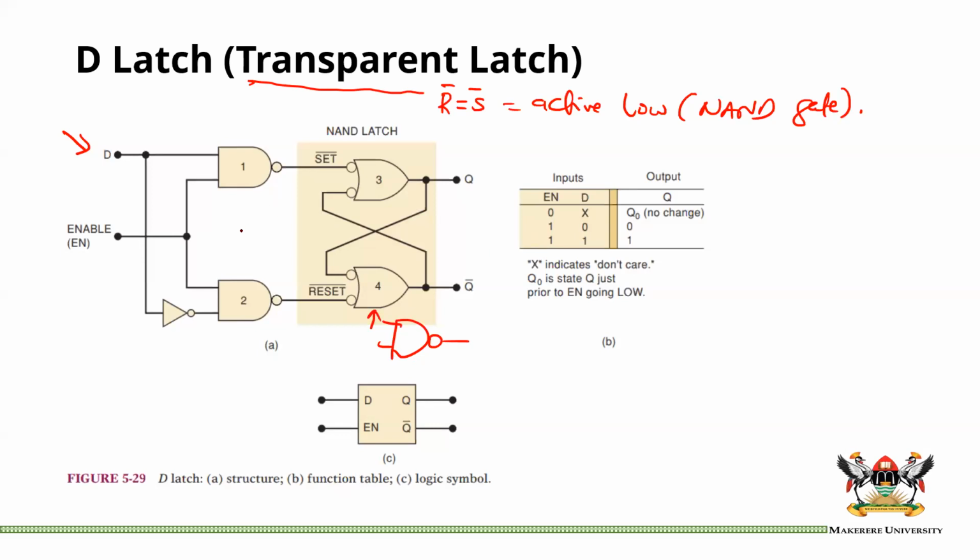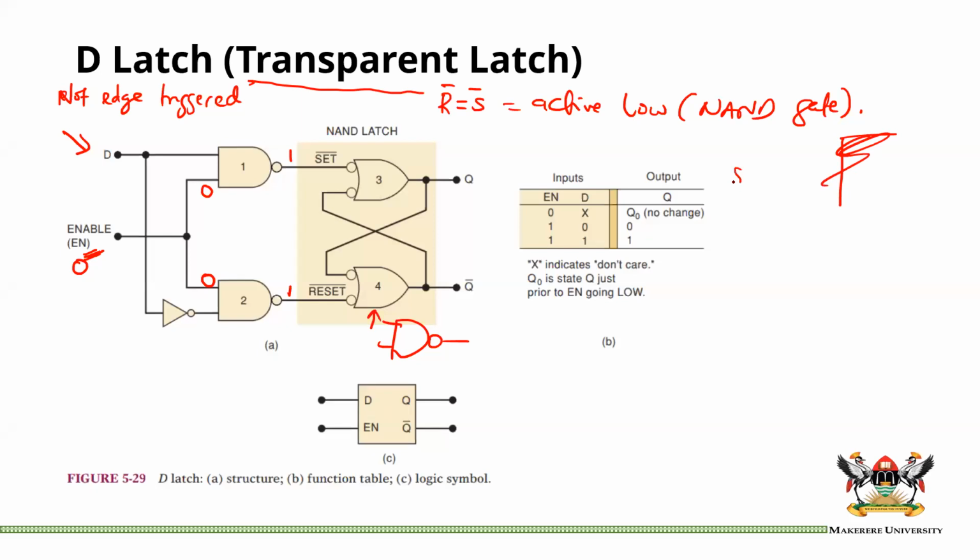This is not edge triggered, so it's not clocked, so to speak. Let us see how this would operate. Let us say that EN, the enable input, is a 0. If the enable input is a 0 here, it doesn't matter what D and D inverse are, our reset and set will be a 1 and a 1. I think you remember how the NAND gate operates.